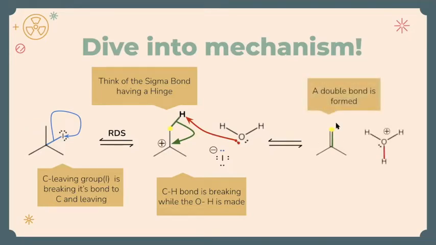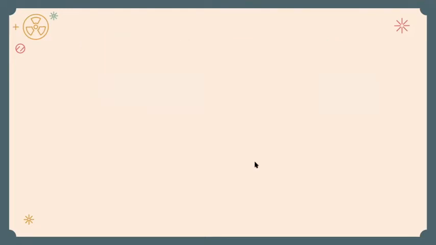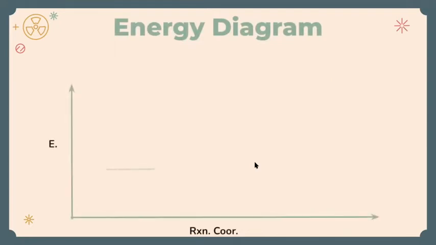Oh, wait. No, that was it. Yeah, a double bond formed. So we wind up losing a proton. And in the first step, you lose a leaving group. So you're eliminating parts of the molecule. Here's the energy versus reaction coordinate diagram.